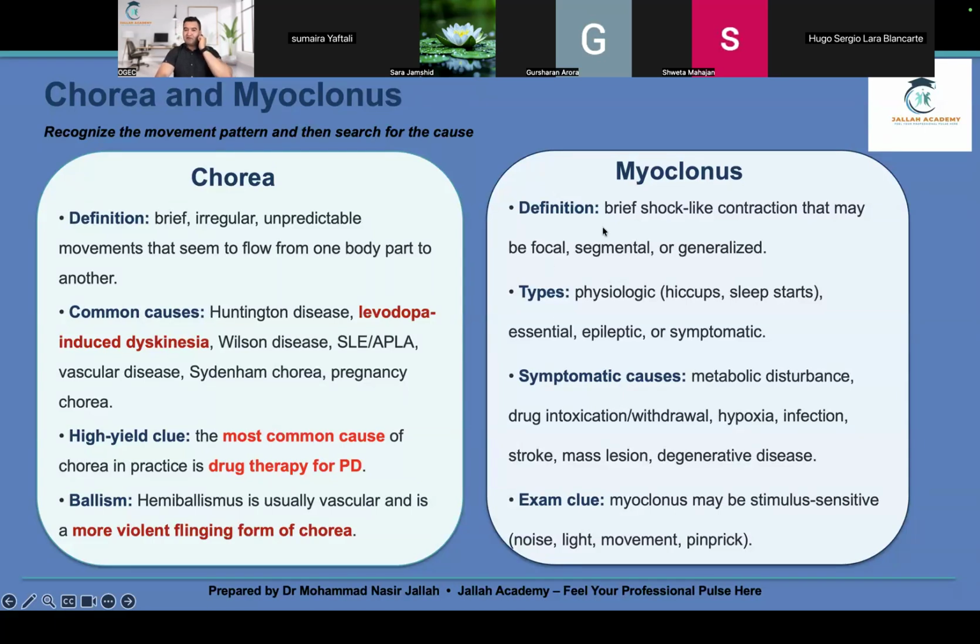Myoclonus is a brief shock-like contraction that may be focal, segmental, or generalized. Types could be physiologic, like a hiccup or sleep start, essential, epileptic, or symptomatic. Symptomatic causes could be metabolic disturbance, drug intoxication, withdrawal, hypoxia, infection, stroke, mass lesion, or degenerative disease. Exam clue: myoclonus may be stimulus sensitive. So usually this will happen after noise, light, movement, or pinprick exposure.